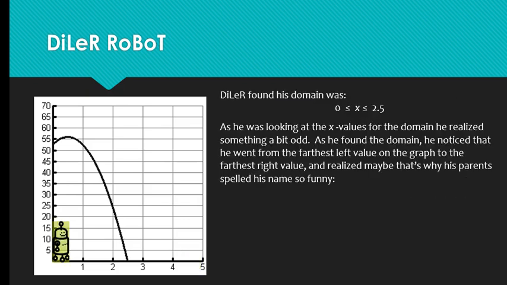Diler found his domain was 0 is less than or equal to x is less than or equal to 2.5. As he was looking at the x values for the domain, he realized something a bit odd. As he found the domain, he noticed that he went from the furthest left value on the graph to the furthest right value, and realized maybe that's why his parents spelled his name so funny.